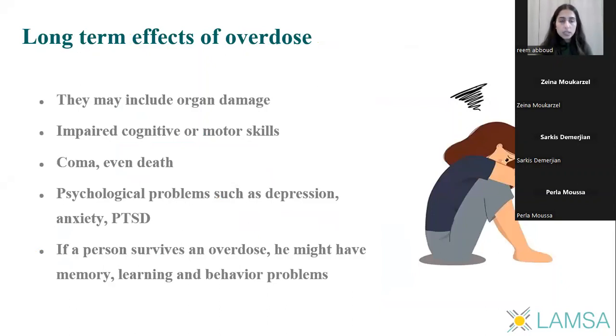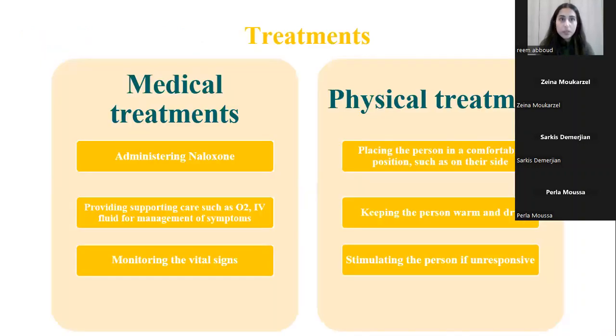As we know, drugs are usually metabolized by the liver, so this can damage the liver. It can also cause impaired cognitive and motor skills, because, as we said, some of the drugs affect the central nervous system, as well as coma and psychological problems such as depression, anxiety, and PTSD. Now, we know that depression can lead to overdose, but overdose can also lead to depression, so it works the other way around as well. If a person survives an overdose, he may also suffer from memory, learning, and behavioral problems.